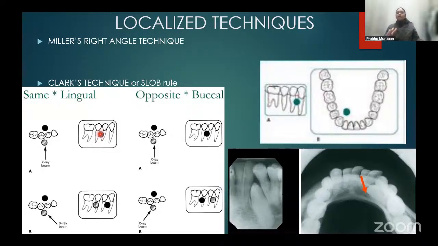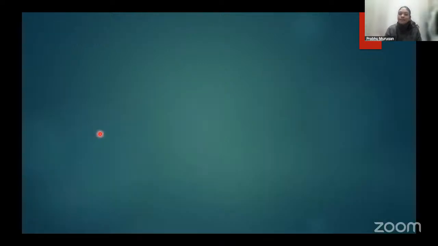So this is about your localization techniques, basically to see your impacted teeth or any mesiodens, impacted canines, odontomes, or in case of localizing any kind of lith that is present, like a hyalolith and all that. So these are localization techniques.